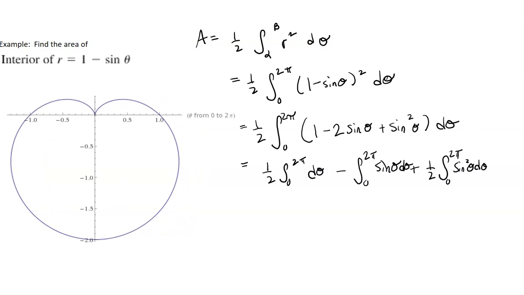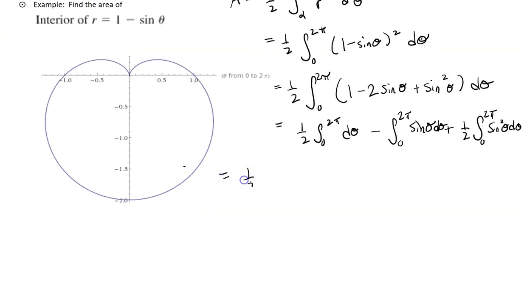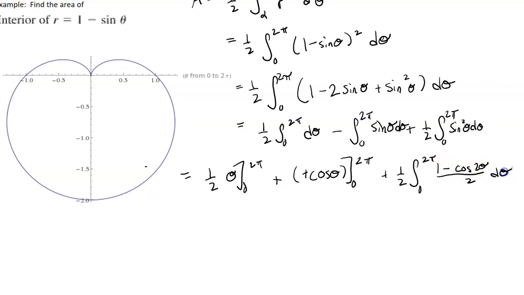Okay, so from there, I have, with the first one, 1/2 theta from 0 to 2 pi. We don't have to do a whole lot of work there. Minus the integral of sine is negative cosine of theta from 0 to 2 pi, so that becomes a plus. And then with the last one, we're going to have to apply that same trig identity. You're going to see that one come up quite a bit. You may also have to use the cosine version of it, so just make sure you're aware of that. But that is 1 minus cosine of 2 theta over 2 d theta.